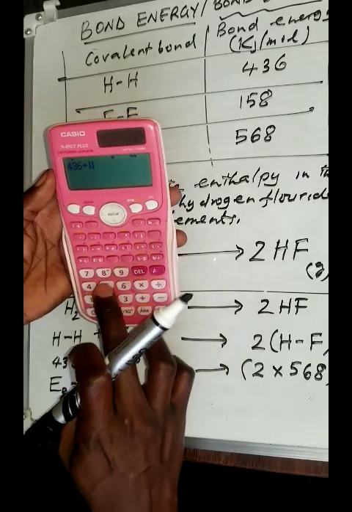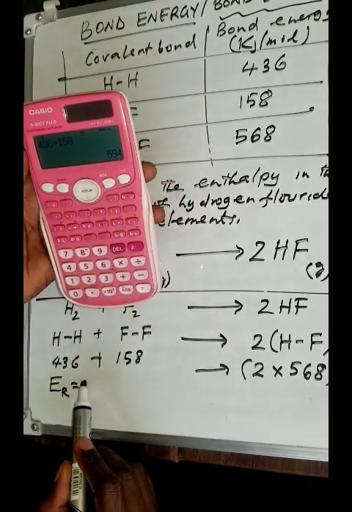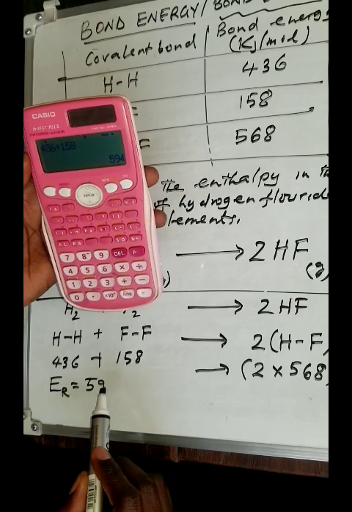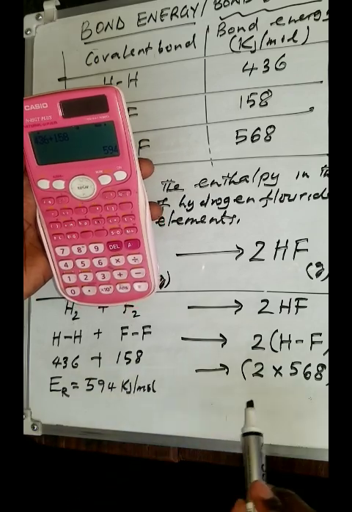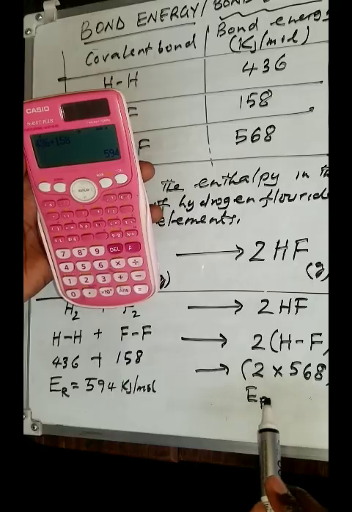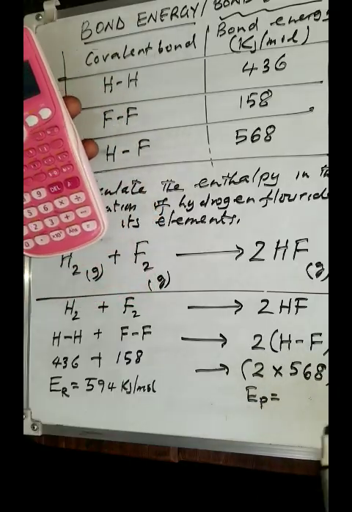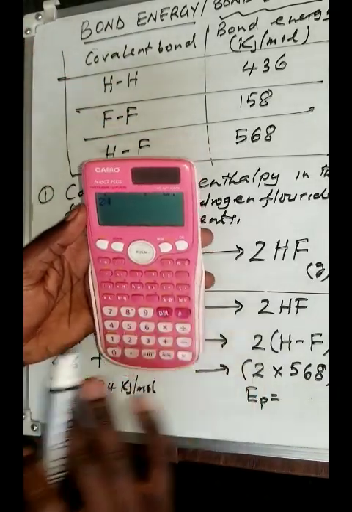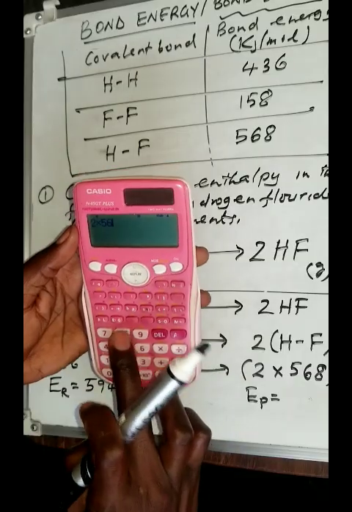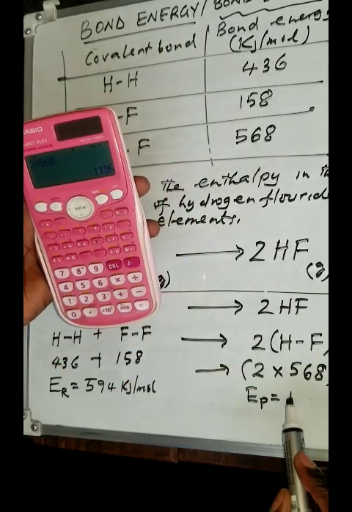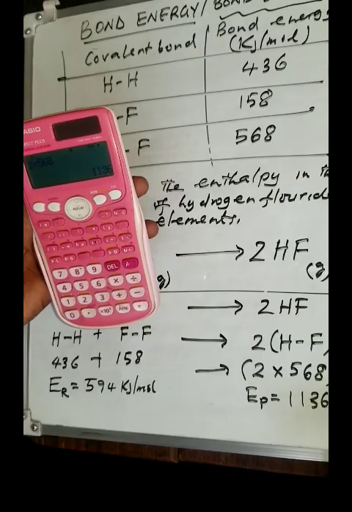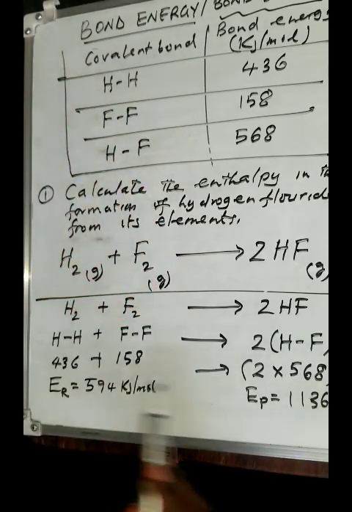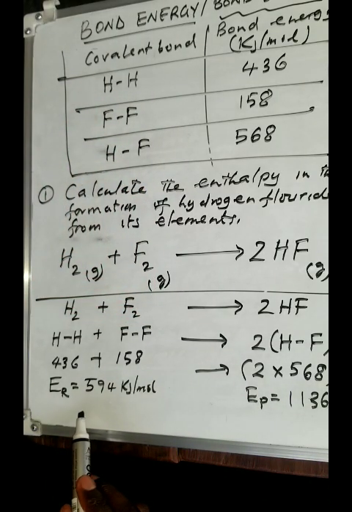436 plus 158. That will give me 594 kilojoules per mole. Then what about the total energy of the product? Well, the total energy of the product, as you can see, is 2 multiplied by 568. That will give me 1136 kilojoules per mole.